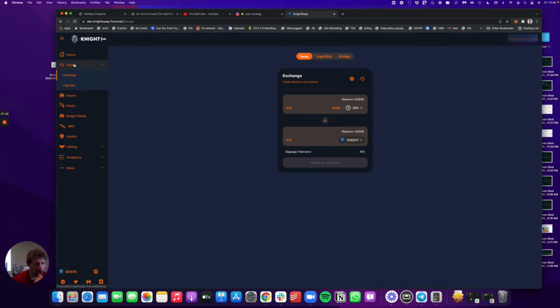So we've got the trading to exchange, and that's what we're on right now. Liquidity to create a pair. The farm to put one of those pairs to work. The pools to have an individual night stake. So if you've got a pile of night and you want more night, you put it in the pools. Or if you want to use that night to create extra tokens, which you can then sell back into the environment, you can use the night raids. Okay. That's how this environment works.